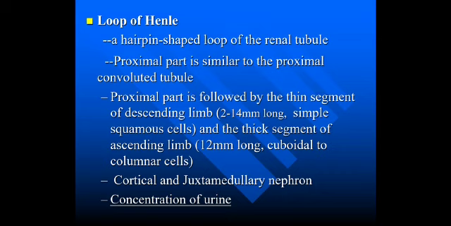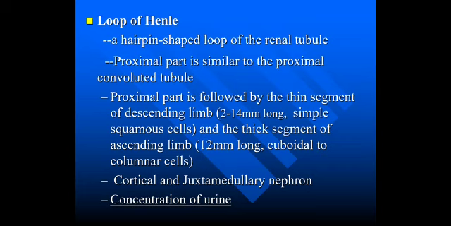The loop of Henle is a hairpin-shaped loop of the renal tubule. The proximal part is similar to the proximal convoluted tubule. The proximal part is followed by the thin segment of the descending limb, which has a length of around 2 to 14 millimeters. It is lined by simple squamous cells, whereas the thick segment of the ascending limb, which is 12 mm in length, is lined by cuboidal to columnar epithelium.